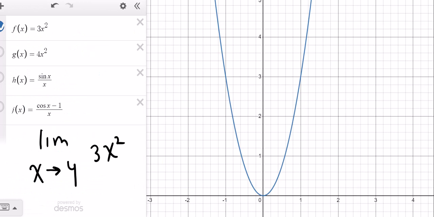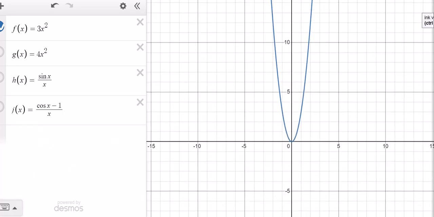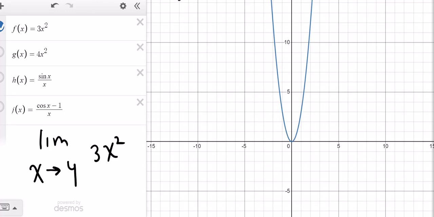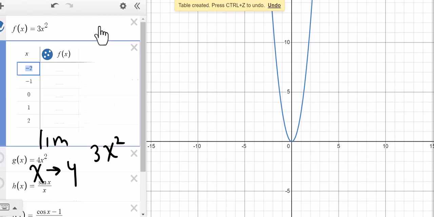So we're looking for the limit of 3x squared as x approaches 4. This means, what happens as I get closer and closer to 4 from the left and also from the right. So let's do this, and we're going to use a table. I'm going to click on this function that I made, 3x squared. I'm going to click on the edit list, and I want to have the option to create a table. And so it does it for us automatically.